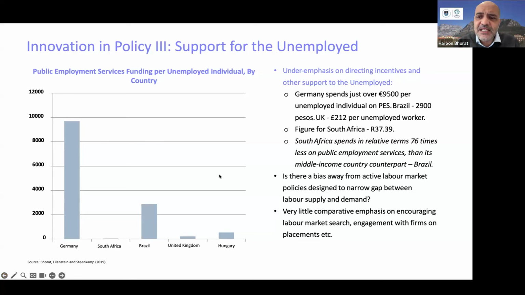South Africa spends 76 times less on public employment services than Brazil. So in the highest unemployment society in the world, we are not even trying to match the unemployed to workers. It's one of the reasons why a private NGO like Harambee, some of you may have heard of it, is doing such a fantastic job in placing workers, because the state is terrible at it. They've got a very careful model in making sure that the match rate is high by matching the unemployed to employers very carefully.